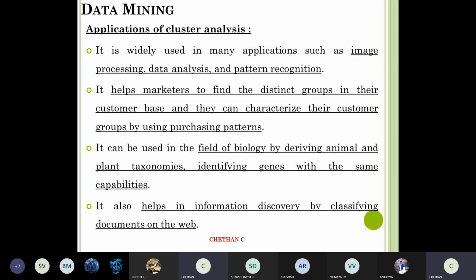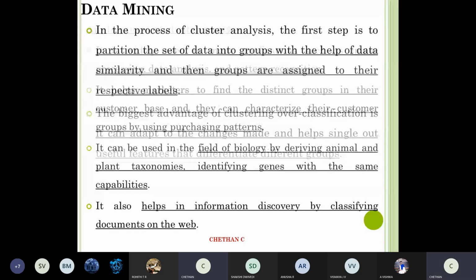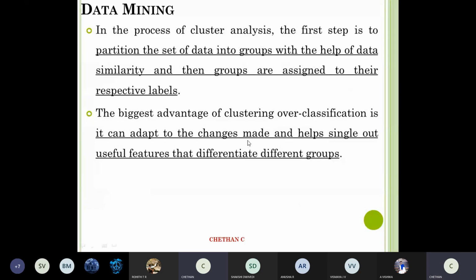Okay, probably number 4, you have countries from Europe, countries like France, where these are clusters. Majority of the COVID patients basically stay here, right? You're grouping based on what? COVID, and also you're grouping this based on nations, based on countries. Now you see, go back to the last line that says it can clearly adapt to the changes made and helps us single out useful features that differentiate different groups.